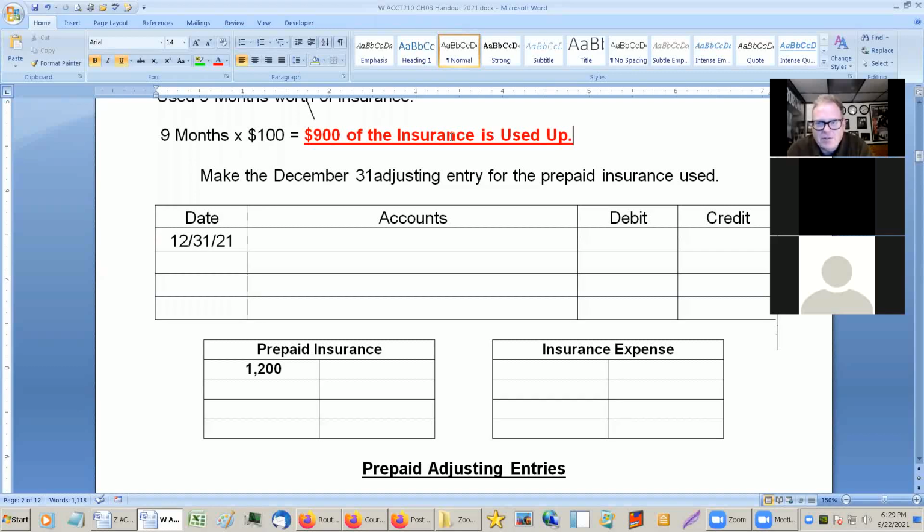Oh, come on, somebody knows. How much do we have to take out of the prepaid insurance? Do we credit prepaid insurance 900? Yep, that's exactly it. So it's an asset going down. So we had to take 900 out of that account. So let me come over here. 900.